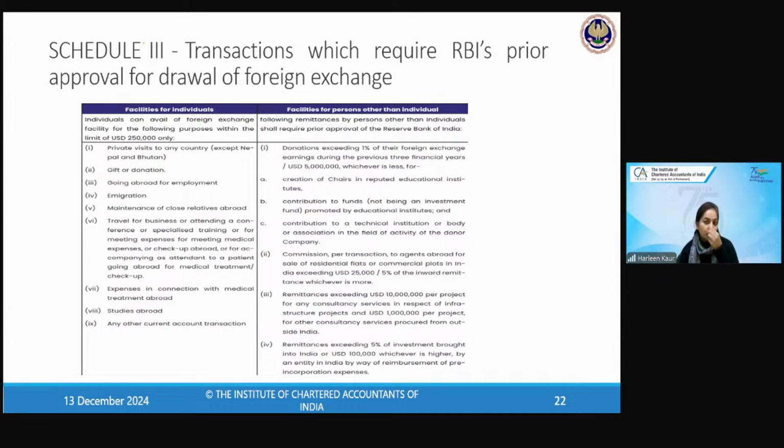Now we are going to move to the current account transactions where RBI's approval is required. The previous one, central government's approval is required. Here the RBI approval is required. So individuals can avail the foreign exchange for the following purposes within the limit of 2,50,000 USD.